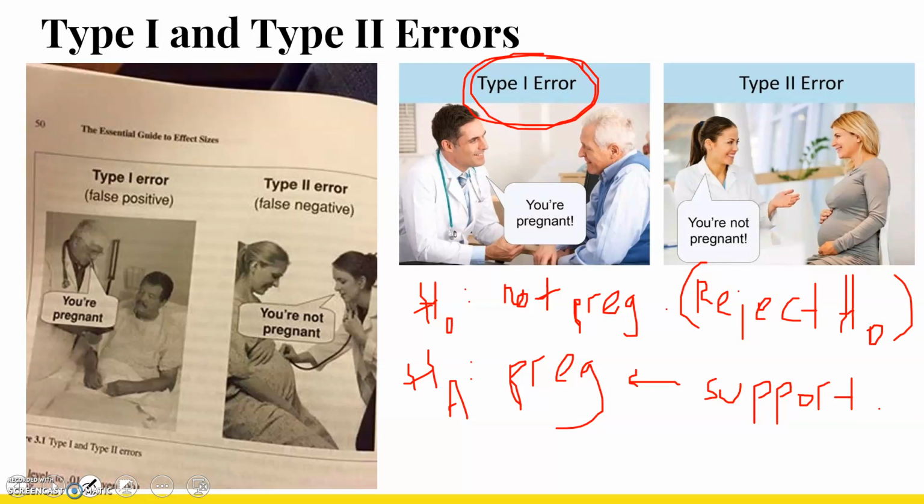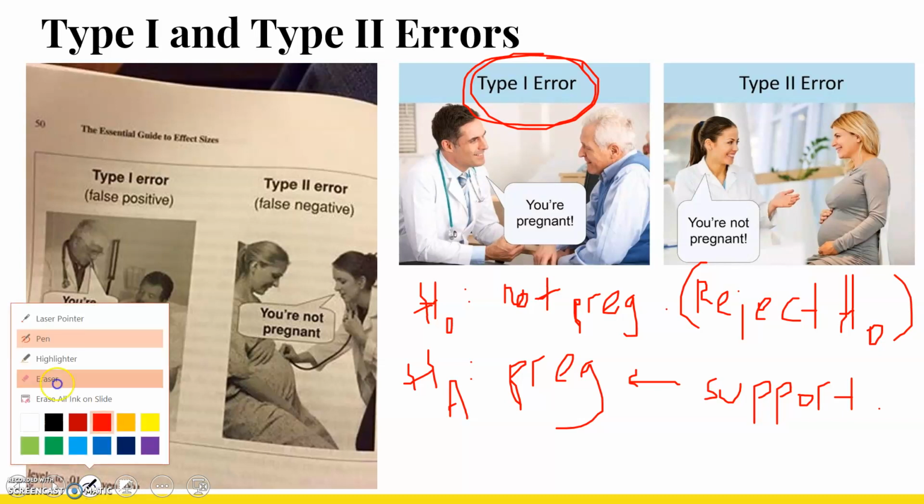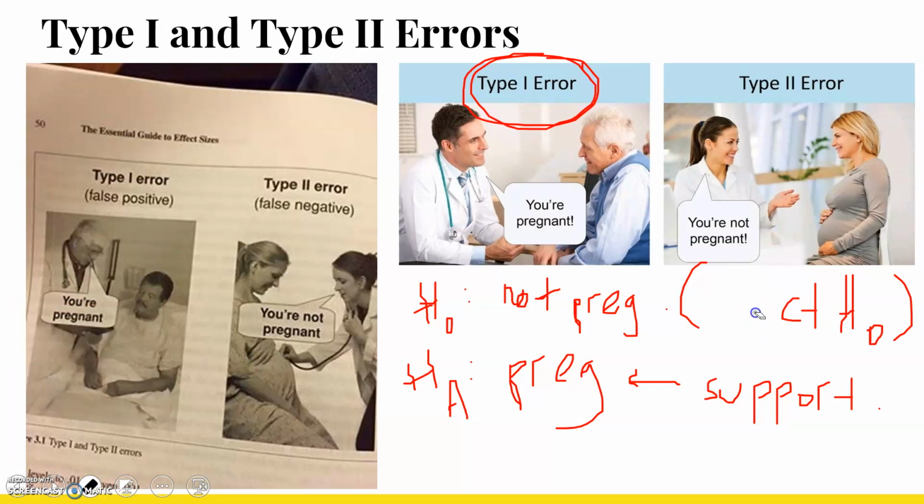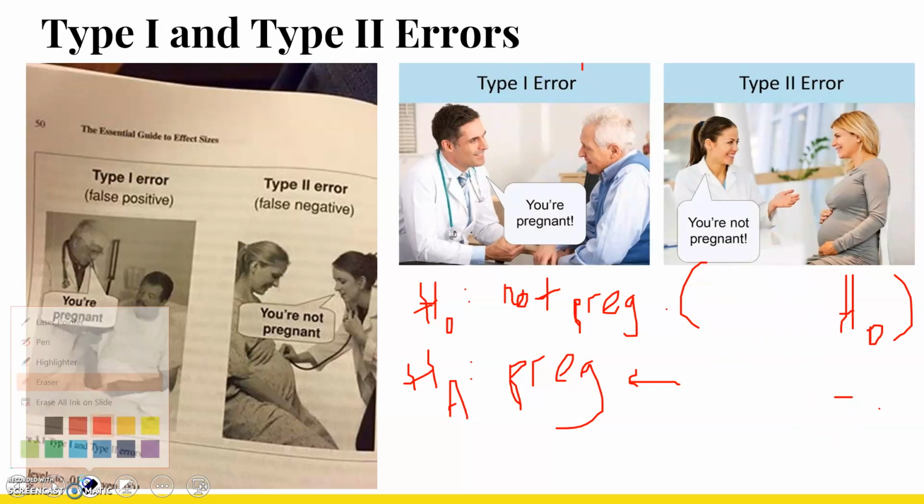So in this meme here, in this little joke, the doctor's telling the older man, you're pregnant, right? And obviously he's not. That's a type 1 error. Okay? Now, the type 2 error, again, you fail to reject H naught. Let me go ahead and erase that.